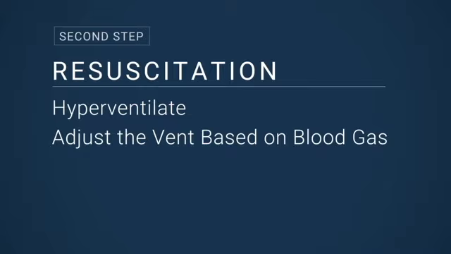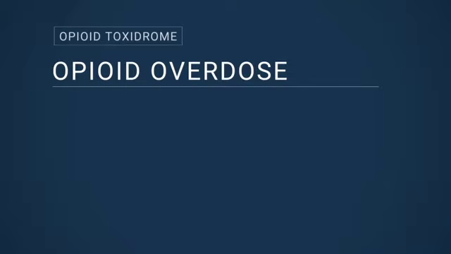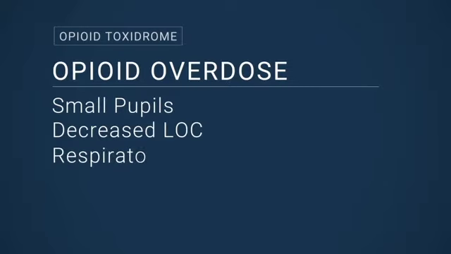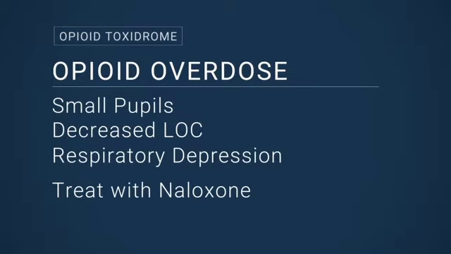on their blood gas. One of the most important overdoses to recognize is the opioid overdose. And given that we're in an epidemic of opioid-related deaths, it's important that providers are able to recognize the opioid toxidrome, including small pupils, decreased responsiveness, and respiratory depression. Patients who exhibit signs of an opioid toxidrome, especially those with respiratory depression, should be treated with naloxone, which can be given intranasally, intramuscularly, or intravenously.